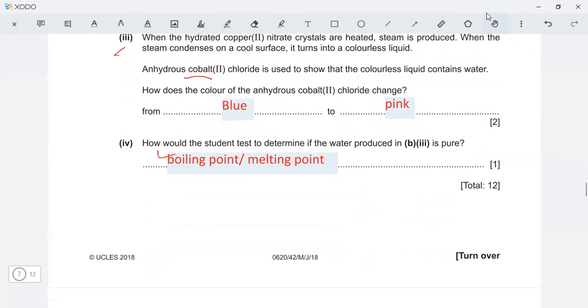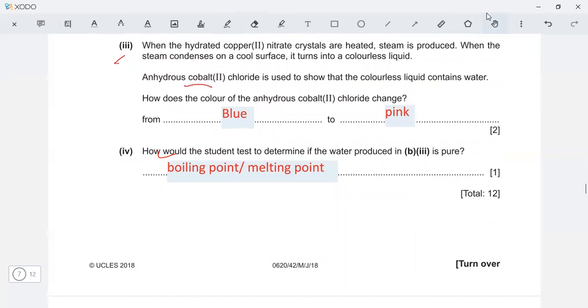Okay, third one. When the hydrated copper nitrate crystals are heated, steam is produced. When the steam condenses on a cool surface, it turns into a colorless liquid. Anhydrous copper chloride is used, so the colorless liquid contains water. How does the color of the anhydrous copper chloride change?